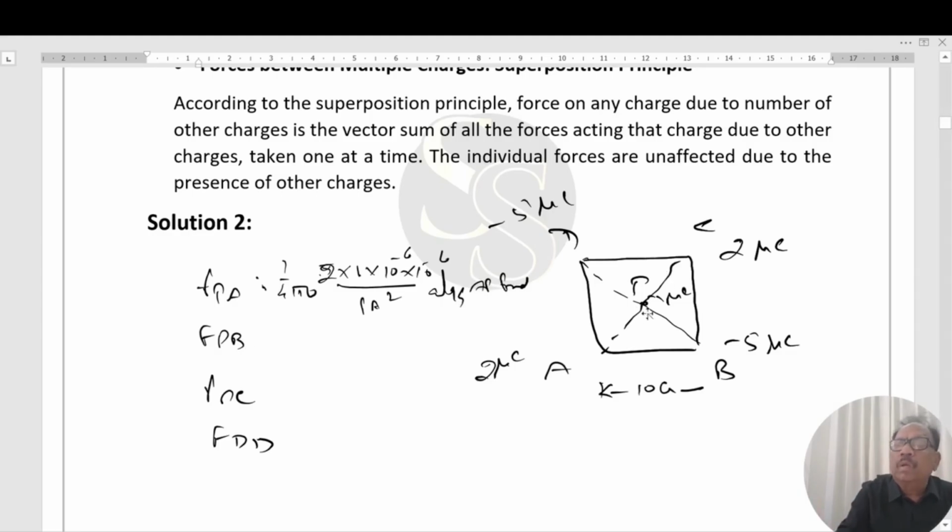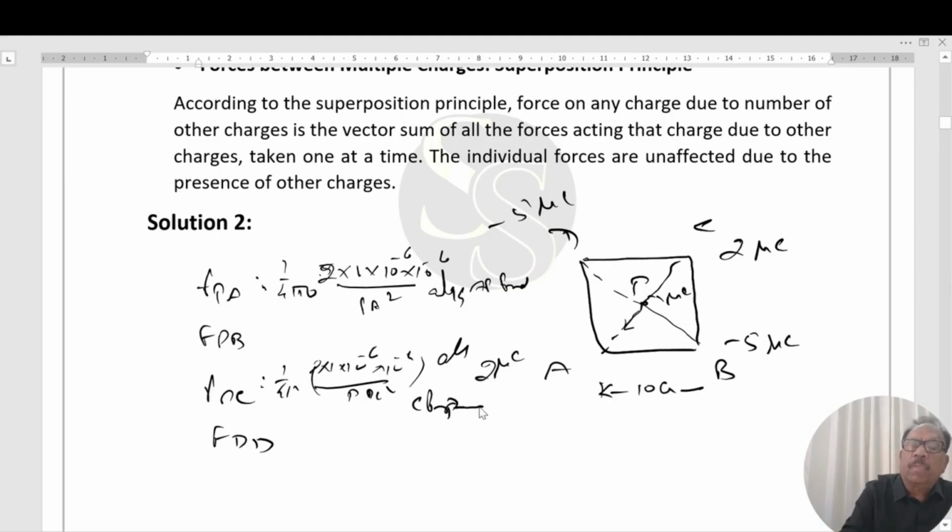FPB, FPC. Let us find FPC first: 1 over 4 pi epsilon naught, 2 into 10 to the power minus 6 into 10 to the power minus 6 upon PC square. In this case, the nature is the same, so repulsive, along CP produced.